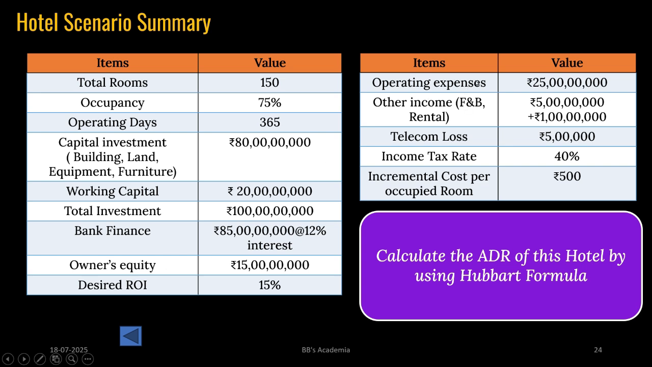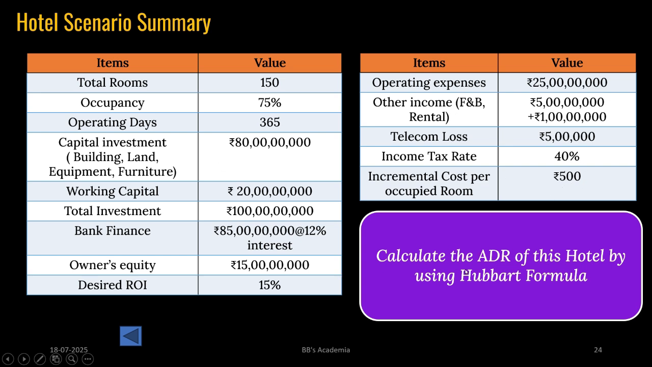Operating expenses, while operating the hotel, the expenses will be 25 crores. Other income: because we have different areas of the hotel, one area is F&B, food and beverage department. We are earning 5 crores out of that, and the rental is 1 crore. Altogether 6 crores we are earning from it. Telecom loss, we are suffering a loss in that area, 5 lakhs. Income tax to be paid with a tax rate of 40%, and incremental cost per occupied room is 500 rupees.